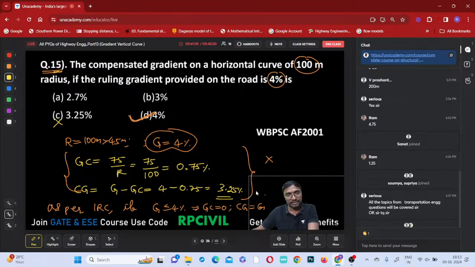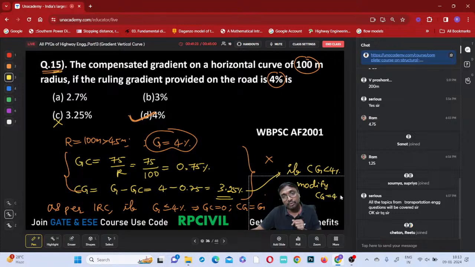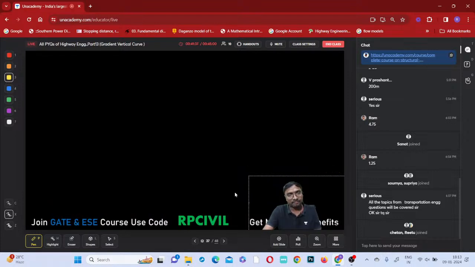According to IRC, yes. Or if you have calculated this one and the compensated gradient comes to be lesser than 4, modify that CG to 4. Here also, after calculating, if the compensated gradient comes to be lesser than 4, you modify it to 4. Is it clear now? Either way you can do it. Now shall I go to the next question, 16th question?